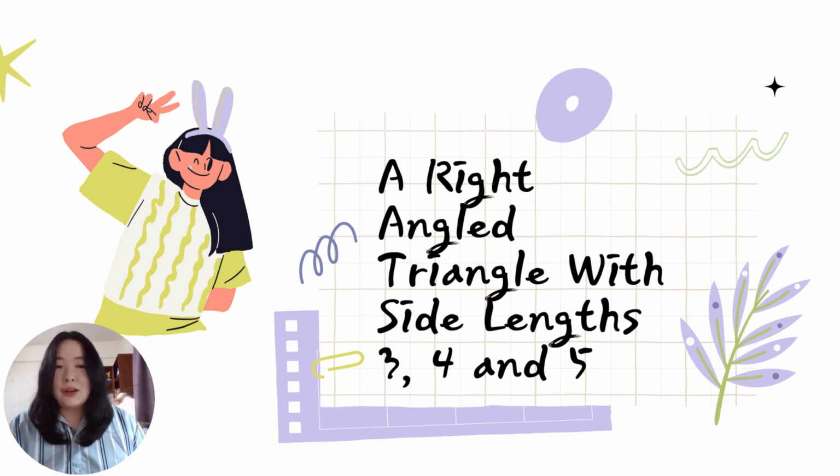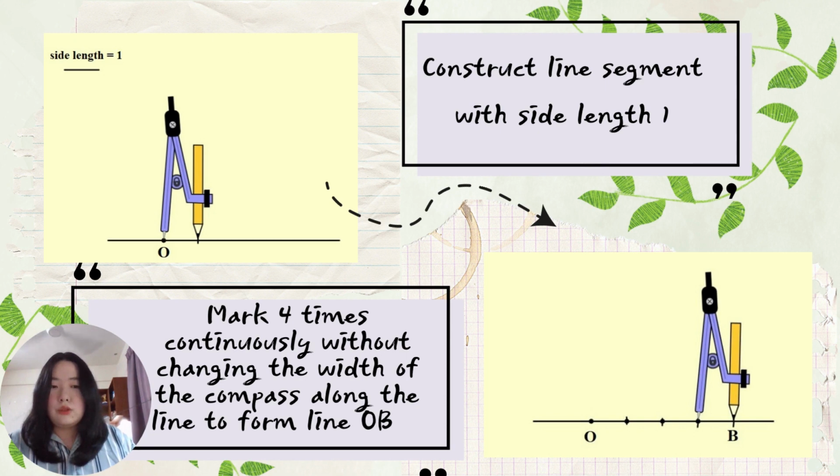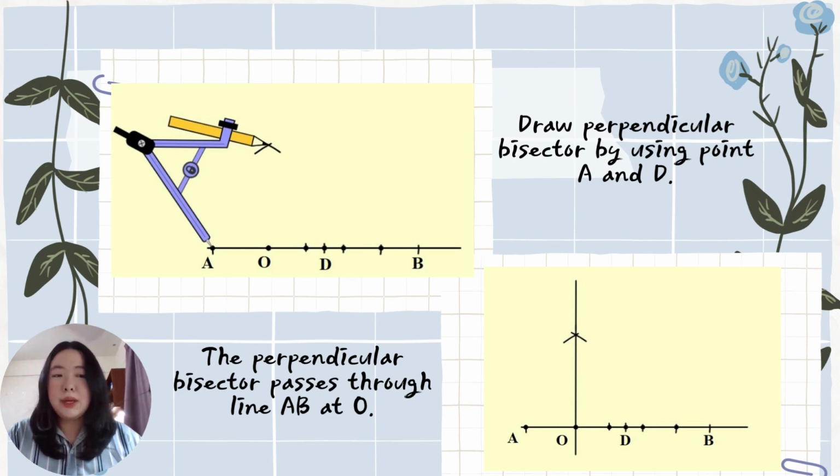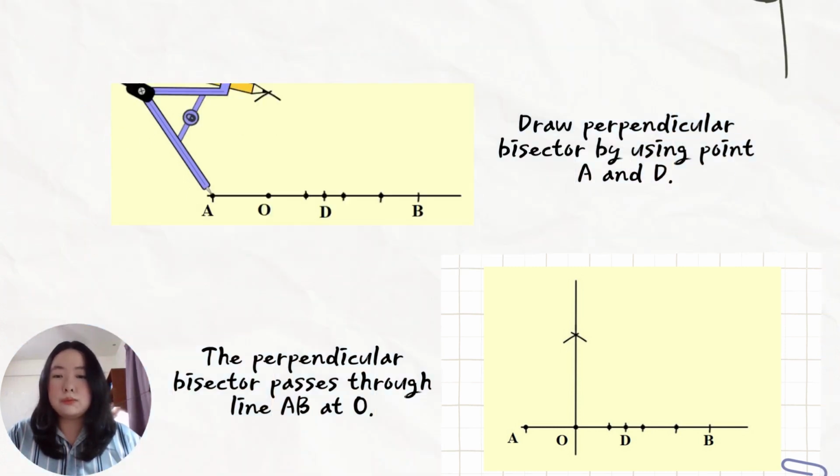I'm Tiong Lian and I will be showing the construction for a right angle triangle with side lengths of 3, 4, and 5. So, we start by constructing a line segment with side length 1. Without changing the width of the compass, we will mark along the line continuously 4 times to form line OB with side length 4. We will then draw a perpendicular bisector by using points A and D. The perpendicular bisector formed will pass through line AB at point O.